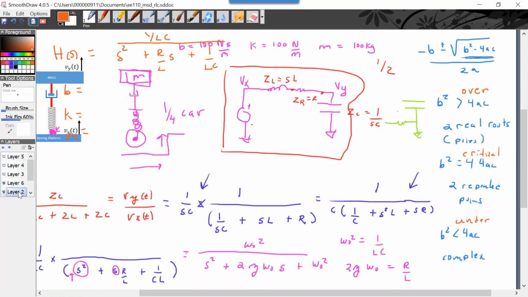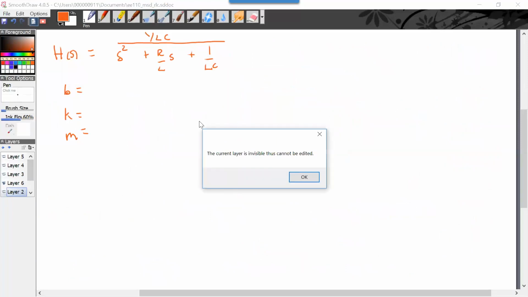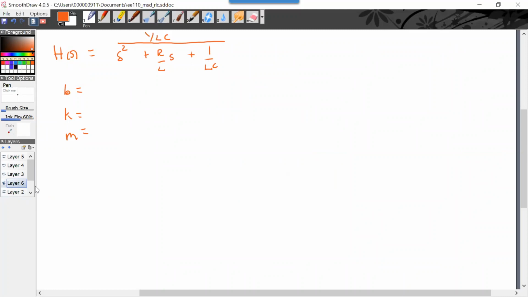Just let me refresh my memory. 100, 100, 100. All right, I set everything to 100. So R equals 1 over B. K equals, L equals 1 over K. And C equals mass equals 100.